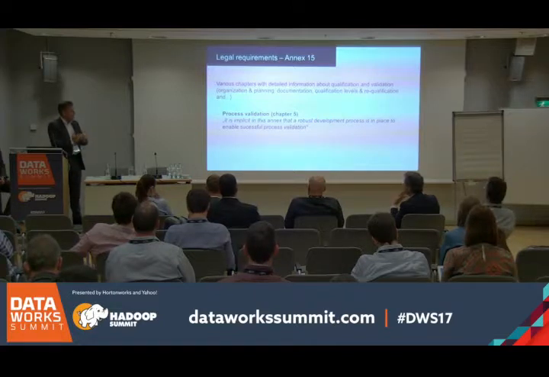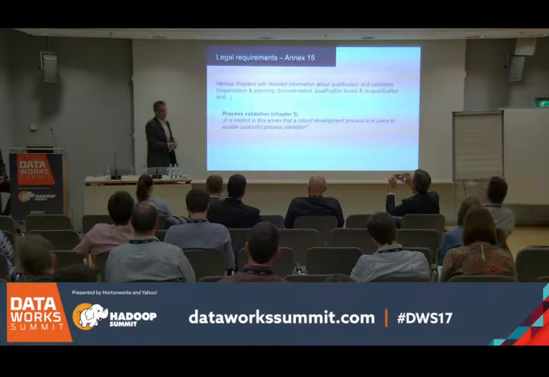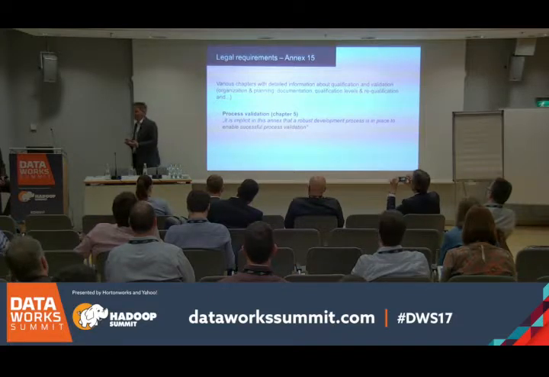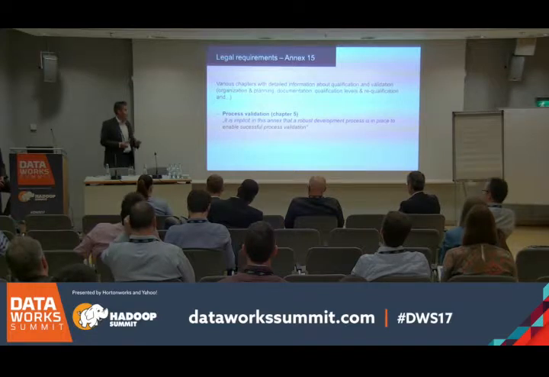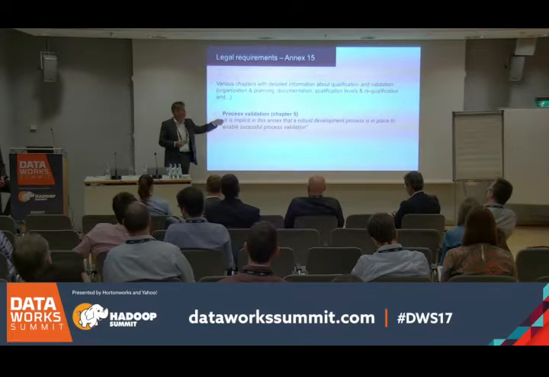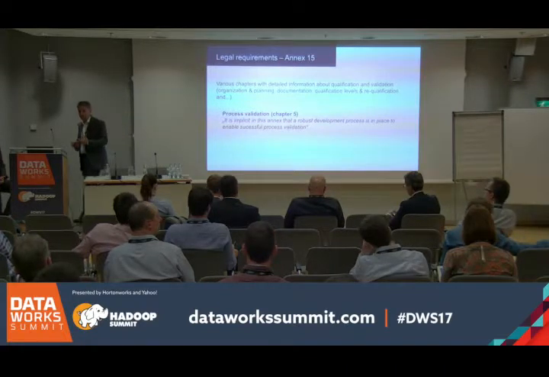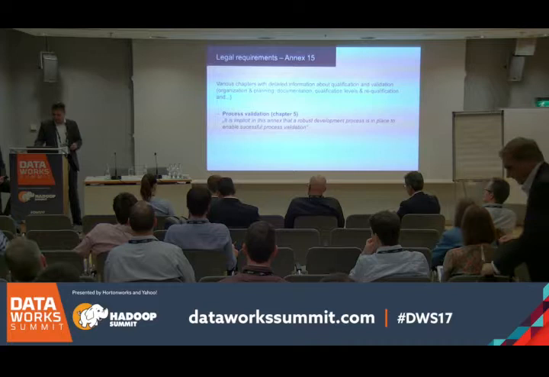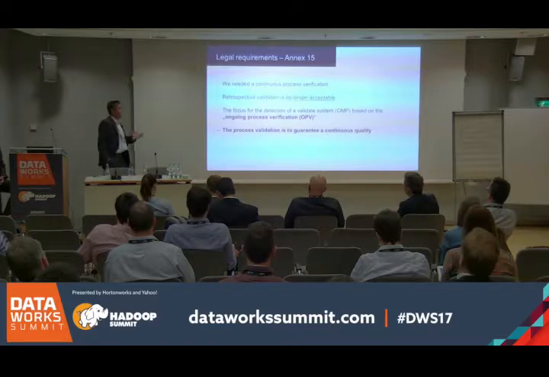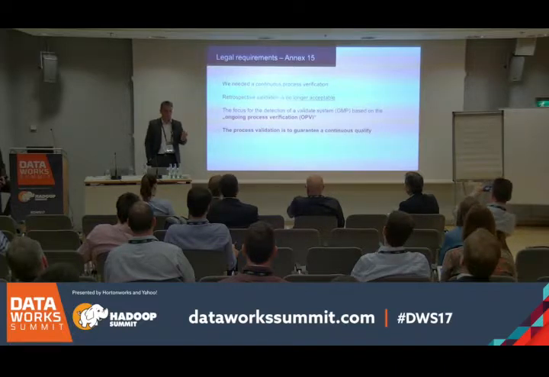In the annex there are several chapters, and I never read all of them. One of these chapters is chapter 5, the process validation. And that means for us, we have to enable a successful process and a robust development process in place so that we are allowed to produce tablets, for example. So we needed a continuous process verification, normally once a year in the past.